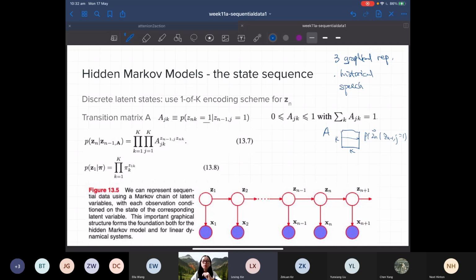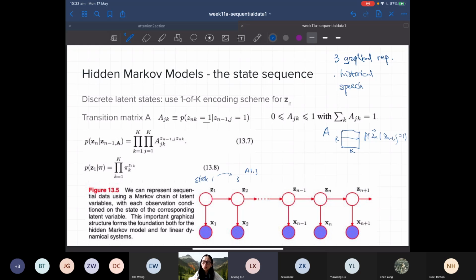If we observe what these hidden states are, then the probability of the whole sequence of latent states is simply the product of the corresponding entries of the transition matrix. This should be pretty straightforward, right? If this is state 1 and state 3 and so on, then for this transition arc we simply take A_{1,3} as the entry and multiply them together.